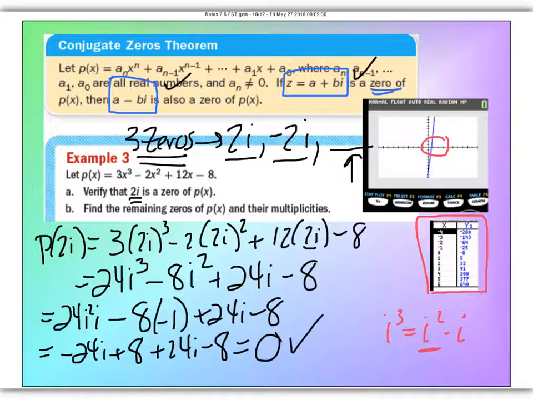What we want to do is we know two of the zeros. So we can take the two zeros, write them as factors. If we take the factors and multiply them together, we can then long divide it out of here, and we'll be left with one additional factor, which will let us find this zero. Let me show you what I mean.